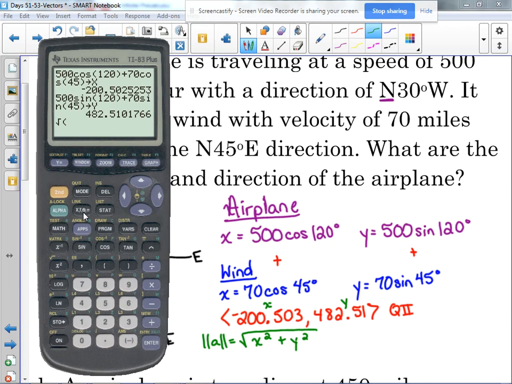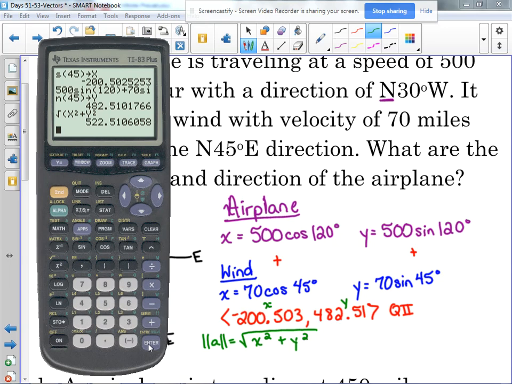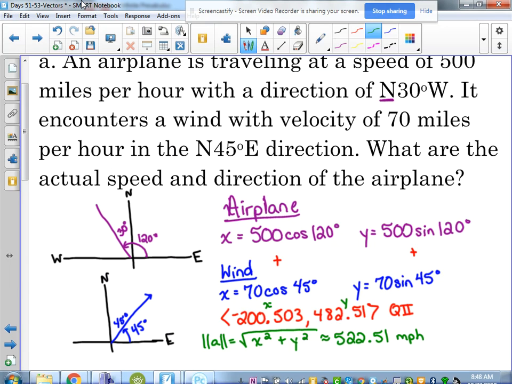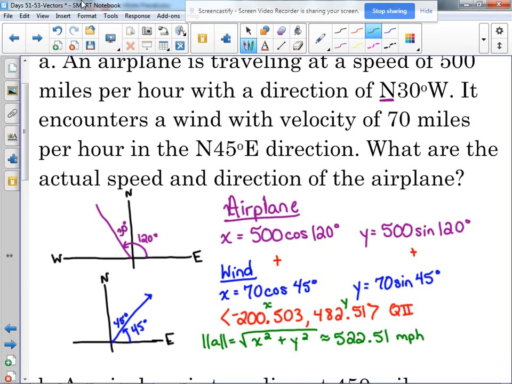I'm going to do the square root of x squared plus y squared. Because I stored the x component and I stored the y component, there's no point in having to type all that stuff in. Let the calculator do the work. So the actual speed is about 522.51 miles per hour. That wind is adding to the speed of the plane. It's pushing it, so to speak.